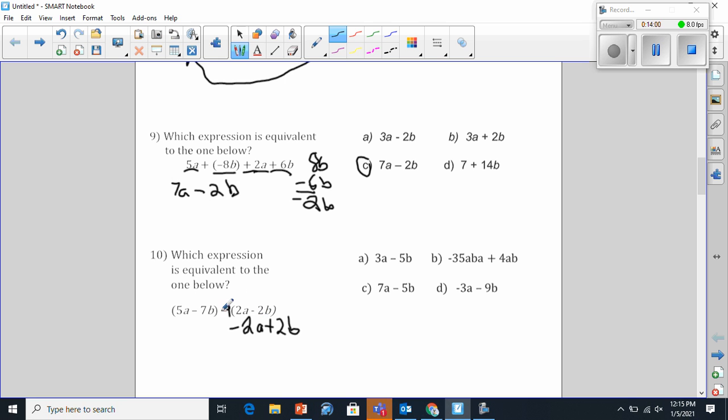Now I can combine my like terms. Now I've gotten rid of all this up here. So 5a minus 2a, well, 5 apples minus 2 apples is 3 apples. And negative 7b plus 2b, again, the big number is 7, small number is 2, so 7 minus 2 is 5. Now I keep the sign of the big number, so it's a negative 5b. 3a minus 5b should be my answer.